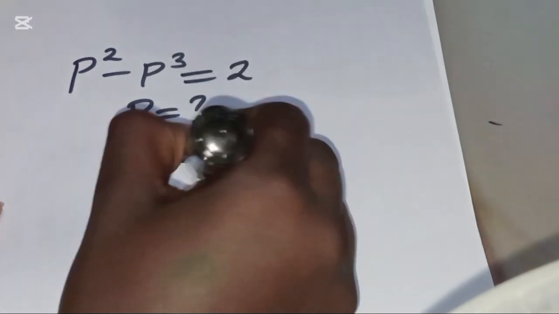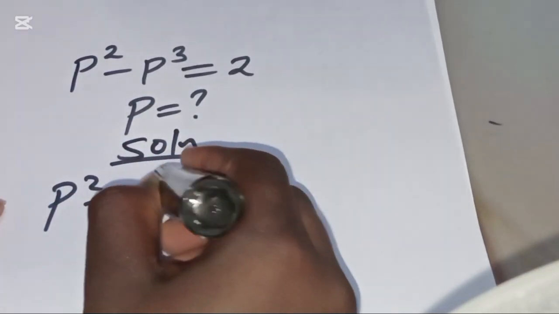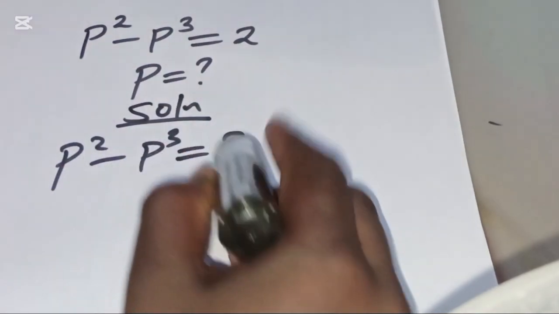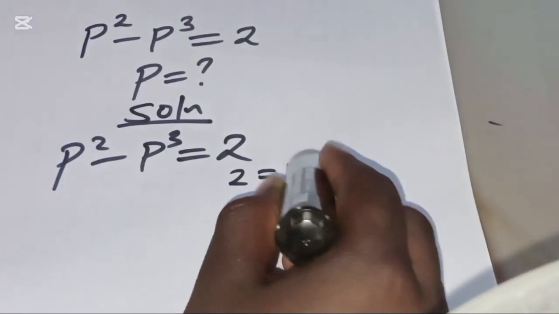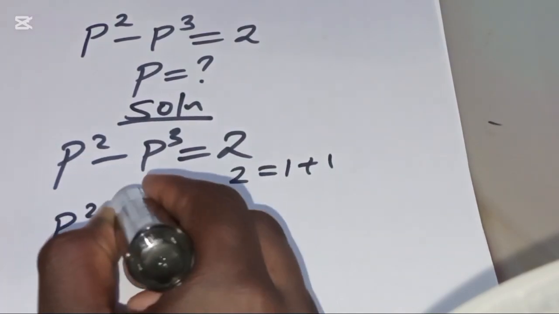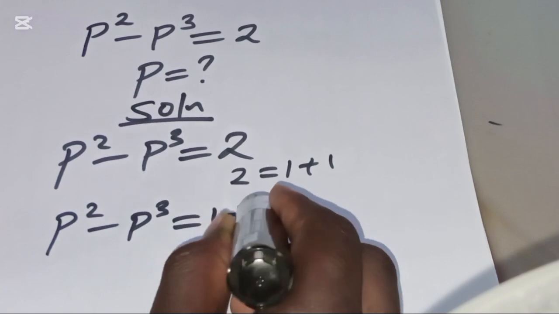Now solution, now we have p to power 2 subtract p to power 3. This is basically equal to 2. Okay. Now we can express 2 basically as 1 plus 1. Okay. So let's substitute this. We'll have p to power 2 subtract p to power 3. This is the same thing. This is equal to 1 plus 1.